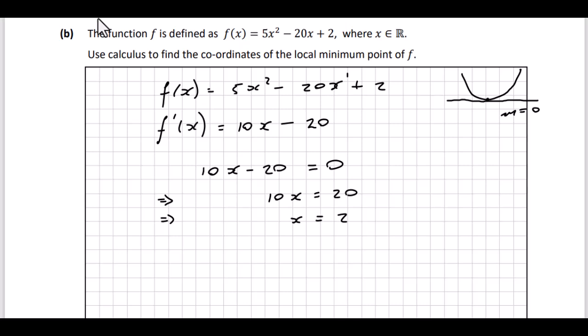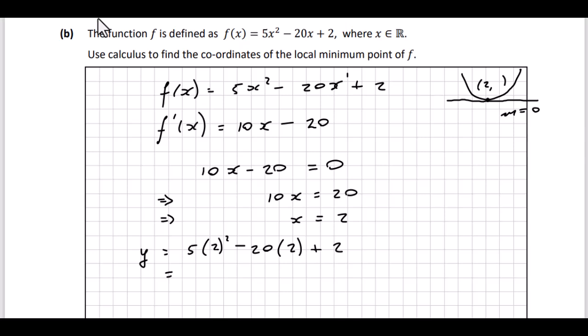So that tells us that this point here has an x value of 2, and it says find a coordinate, so we've got to find the y value. The y value we can find by putting it into the original function. The original function is y equals 5x squared minus 20 times x plus 2, where x is 2.